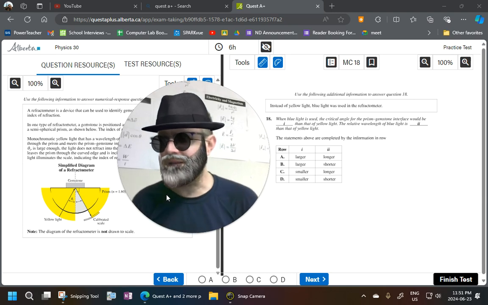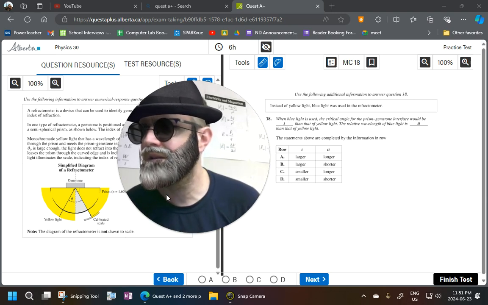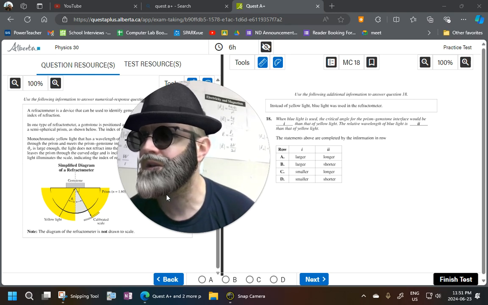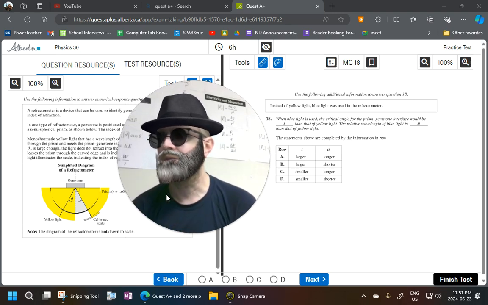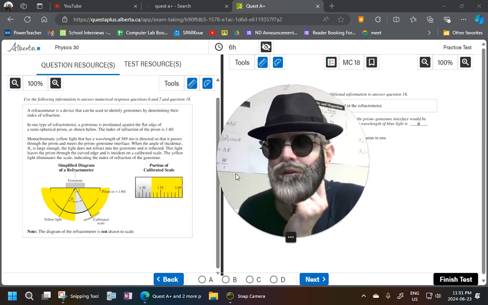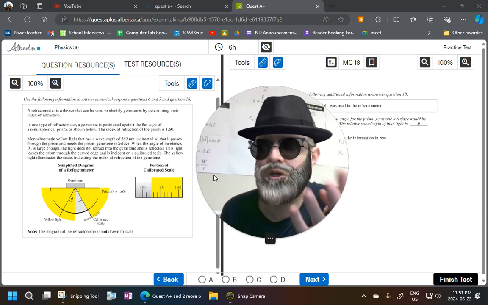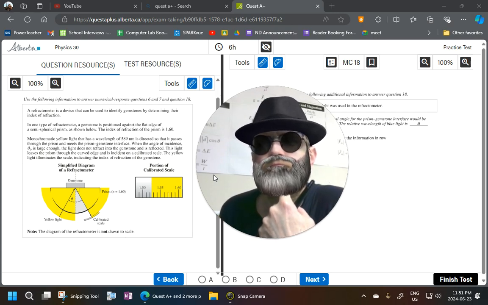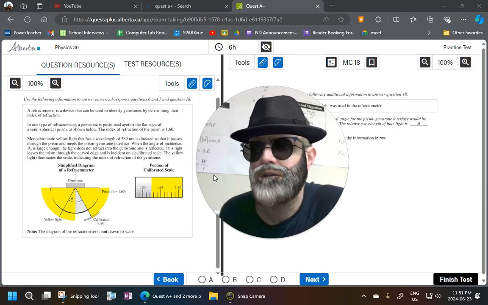I don't know what's going to happen here. Relative to the blue light, what's happening? Oh, when the blue light is used, the critical angle would be blah. The relative wavelength of blue light is that. It's kind of weird because it's going into two different materials. It's not air versus something else. It's going to go slower.